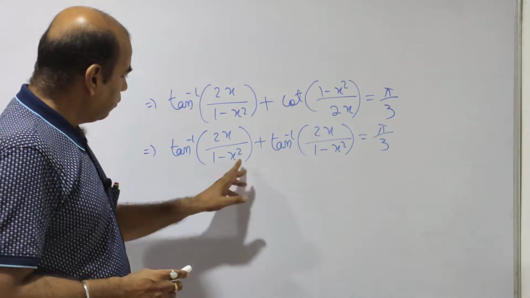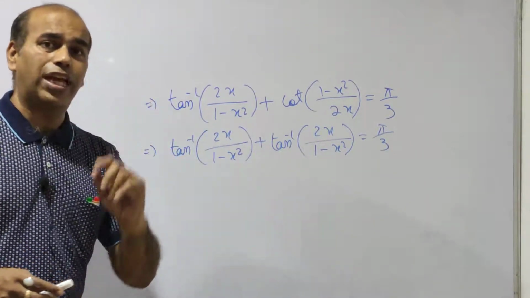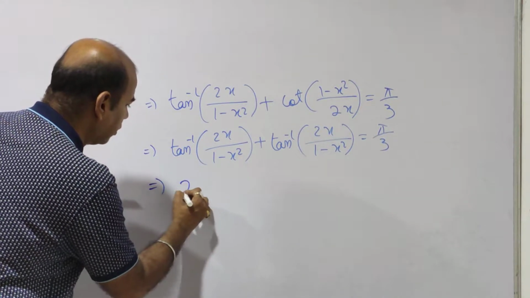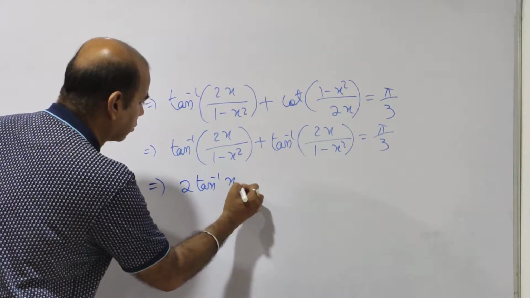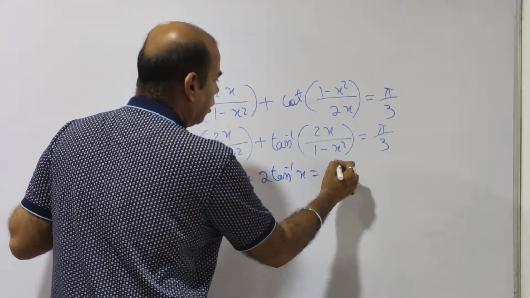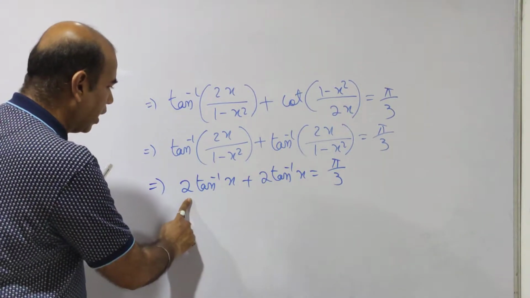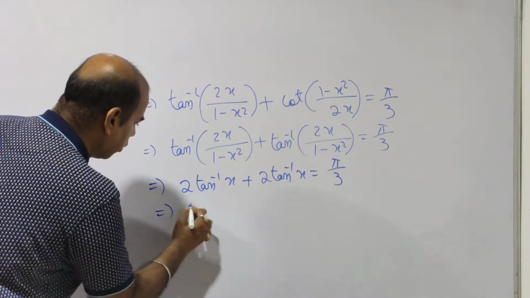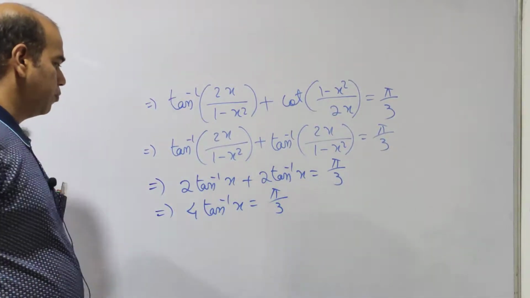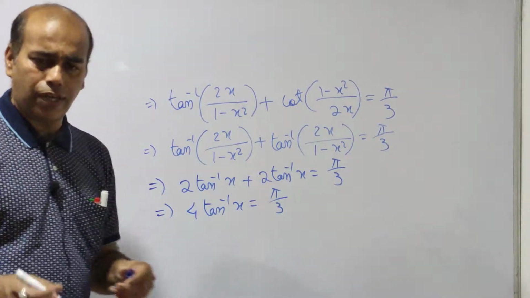Now this is tan inverse 2x by 1 minus x square. By the inverse trigonometry formula, this is directly 2 tan inverse x. So I can write this one as 2 tan inverse x. Again the same here, it is 2 tan inverse x, equal to pi by 3. That means now, 2 tan inverse x plus 2 tan inverse x is 4 tan inverse x equals pi by 3. So this 4, if I take it down, it becomes tan inverse x equals pi by 12.